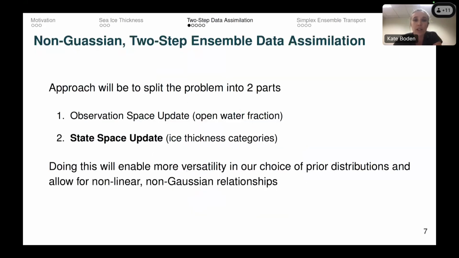The approach that we took was a 2-step ensemble data assimilation approach, first introduced by Jeff Anderson in the early 2000s. The idea here is to split the problem into 2 parts. First, we'll do an observation space update, where we're updating the open water fraction, the thing that we're observing. And then we'll do a state space update, and this will be our ice thickness categories. You could do something like a regression for step 2, which maybe some of you are familiar with in the literature. But the idea here is that you're able to have more versatility in your choice of prior distributions, which allows for nonlinear, non-Gaussian relationships.